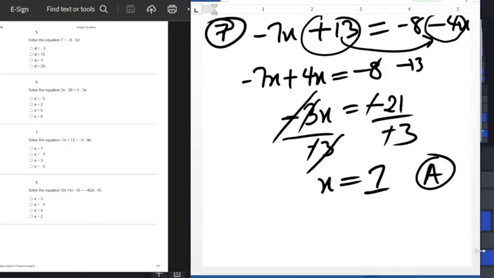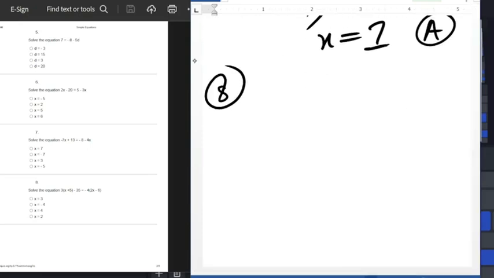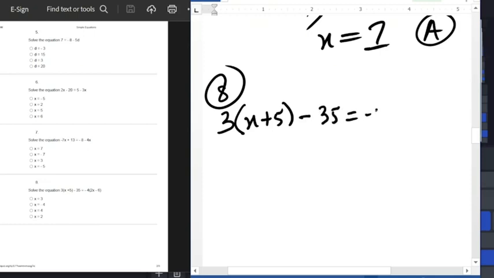So for question 8 now, we have to solve the equation. So we have 3 into bracket x plus 5, close the bracket, minus 35 equals to minus 4 into bracket 2x minus 6.